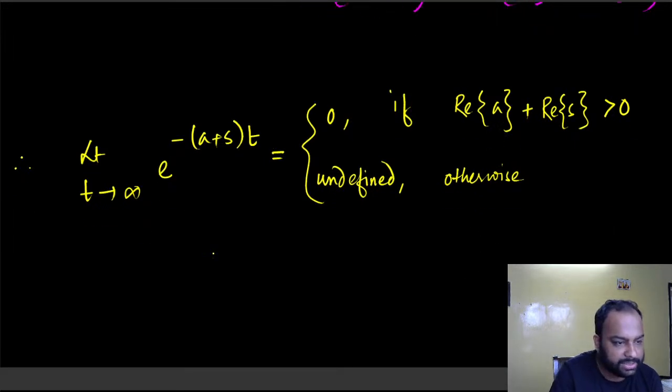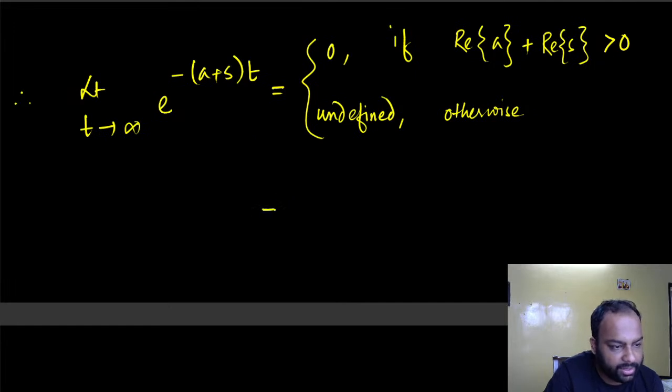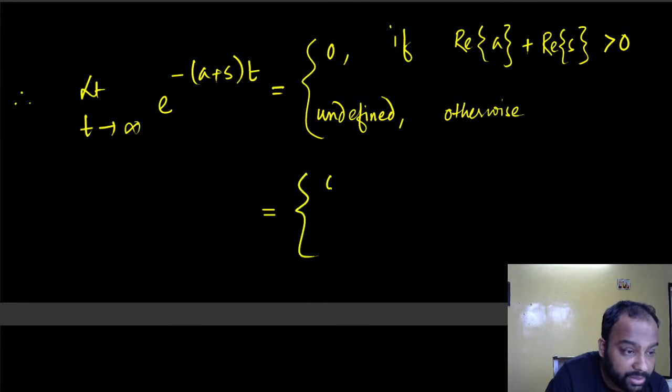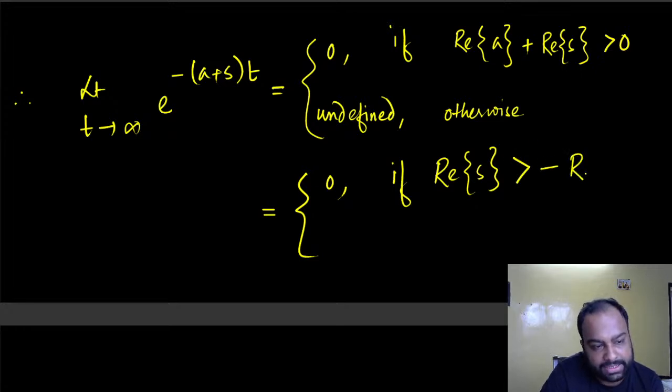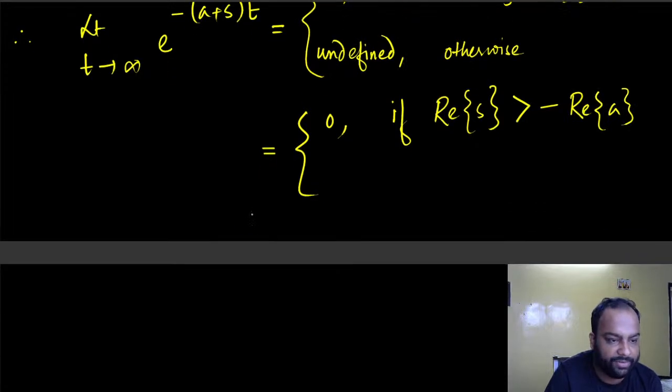Now of course this can be further simplified. I can bring one of them to the right hand side. So I can say 0 if the real part of s, which is again sigma, is greater than minus the real part of a, and this is undefined otherwise.